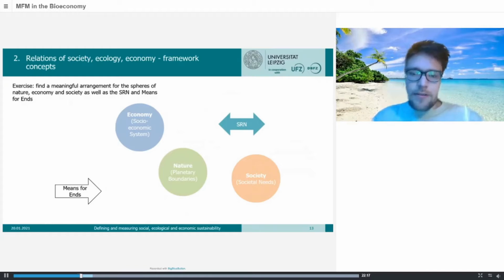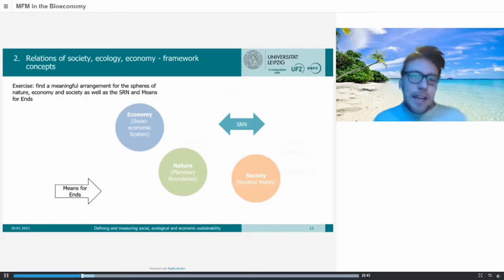All right. If not, then let's make a little exercise. You see here economy, nature, and society represented by those three spheres. And you also have an arrow. This arrow is means for ends. That means, how are we organizing means and ends?